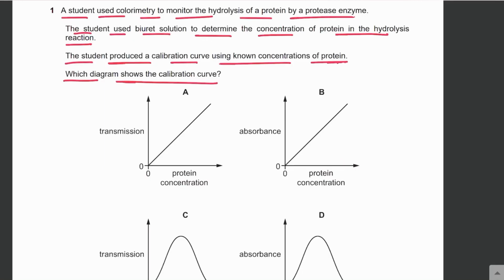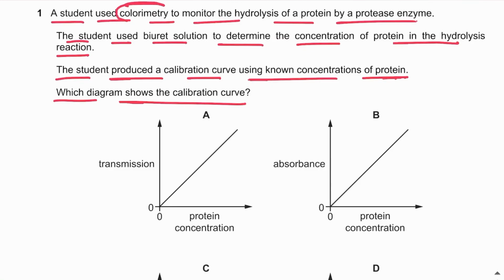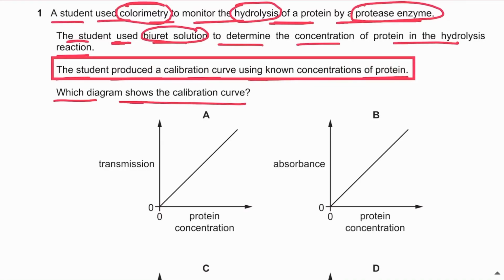So guys, in this question, they are saying that the student is using a colorimeter to monitor the hydrolysis of a protein by protease enzyme, and the student is using the biuret solution to determine the concentration of protein, right? Basically over here, the examiner is confusing you by using the terms hydrolysis and protease enzymes. Simply, the examiner is asking for the calibration curve, and calibration curve has nothing to do with the hydrolysis.